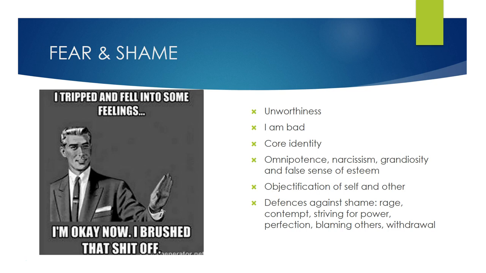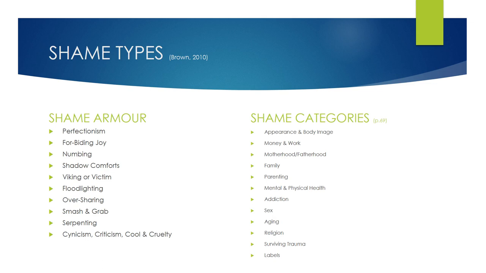But there is this real sense of our core identity being that there's something wrong with us. There's something wrong with me. And there are different ways to defend ourselves against shame: rage, contempt, perfection, blaming, and withdrawal. I'm hoping this helps you understand why we may respond a certain way to people, and why sex addicts or love addicts may so deeply believe some of these denial strategies that feel so far out there. So I thought it would be helpful to discuss some shame types, and I think Brene Brown does a really good job of that.